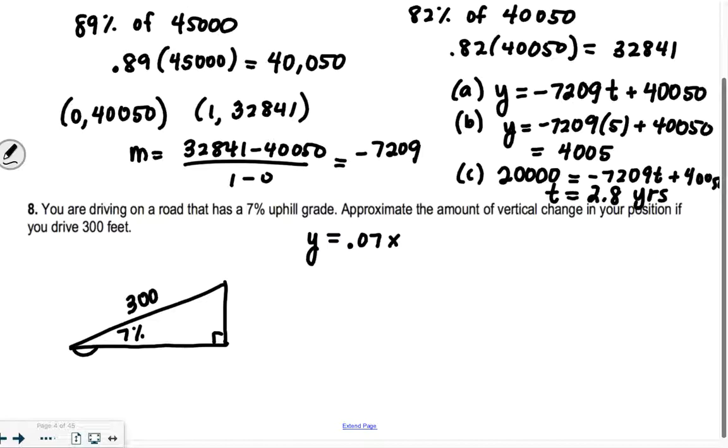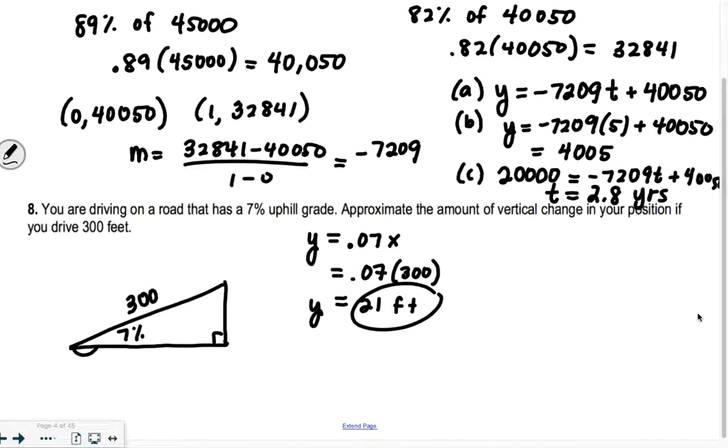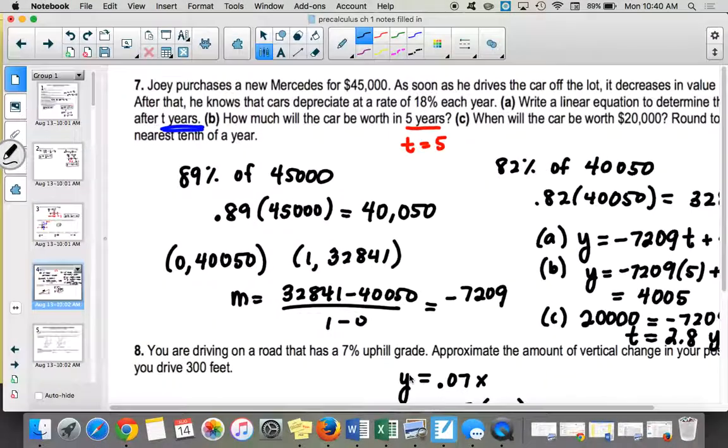Okay, so what happens when we drive 300 feet? 0.07 times 300. What do we get? 21. That's our answer. It was just 21 feet. So I guess I could think of it, instead of doing 7%, 0.07, like for every 100 feet you go, you're going up 7. You can think of it that way. Right? 7 over 100. All right, is that the end of that? Yep. All right.